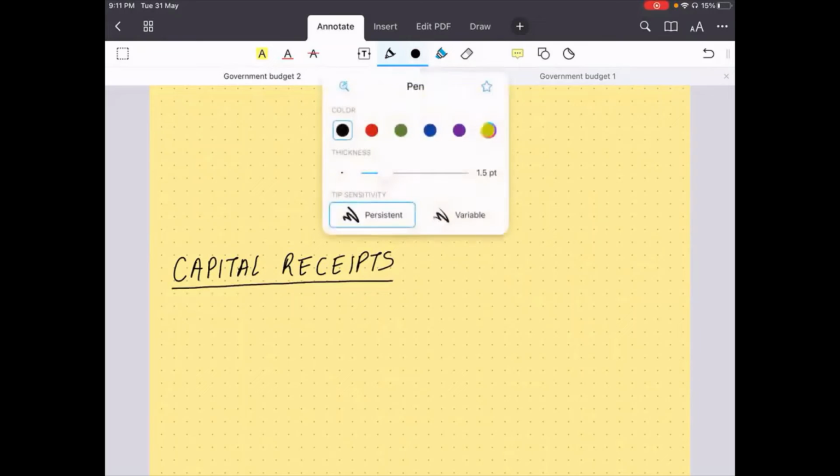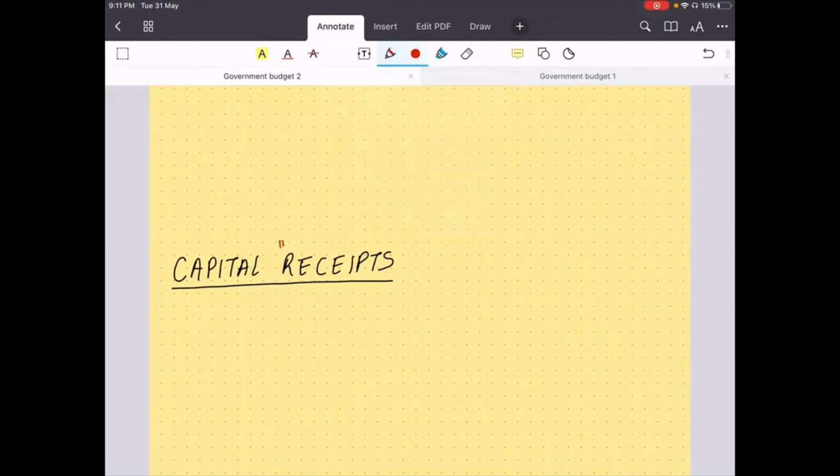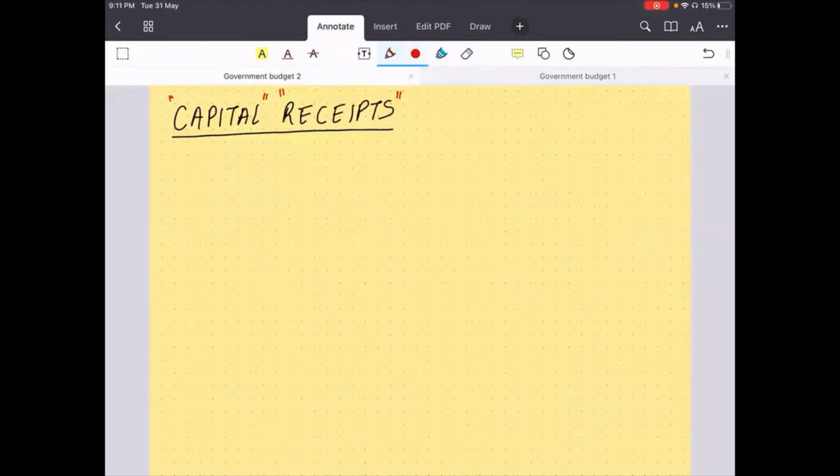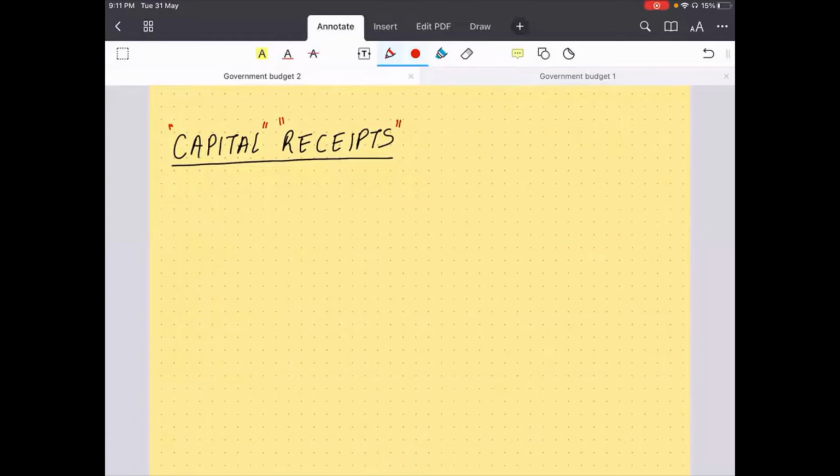Now, when you see this, there are two terms visible: one is receipts and the other one is capital. Receipts, you all know, mean when you are receiving something. So when government is receiving the grant or the money in whatever form. Even if it is borrowing, when we borrow, we also receive money, right? Or when we are getting some returns on our investment, that is also a receipt.